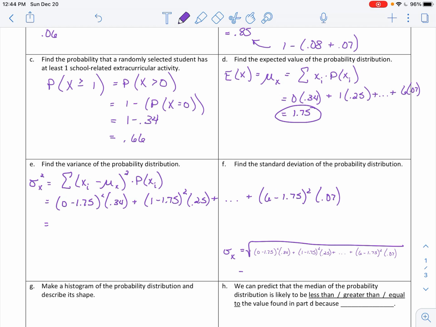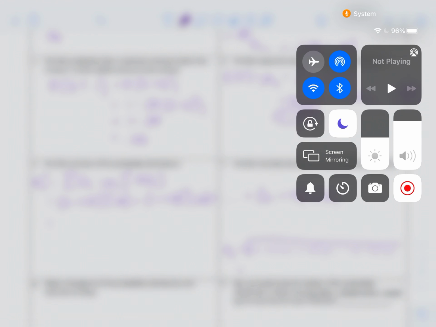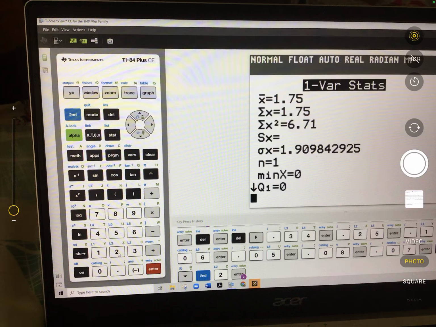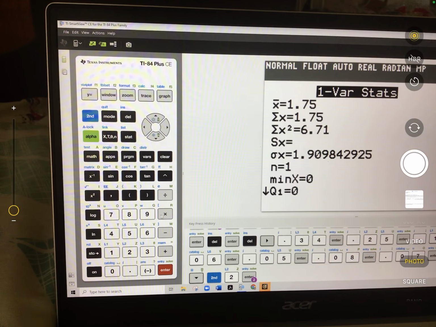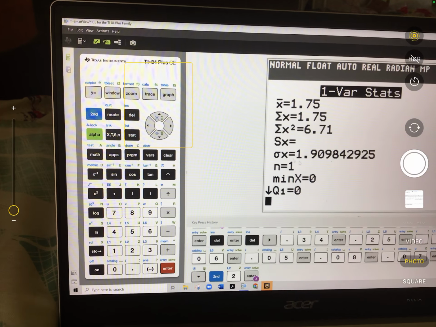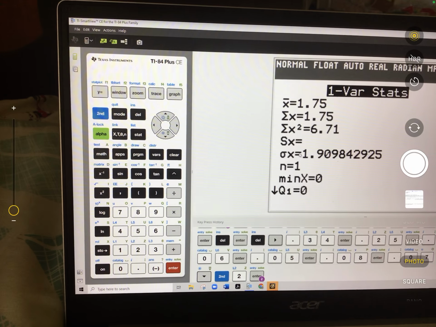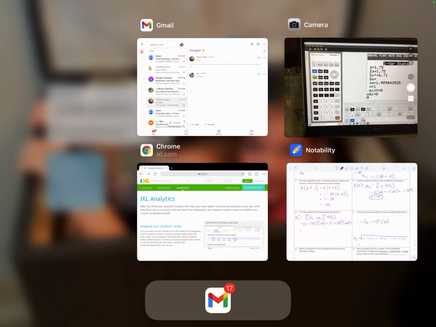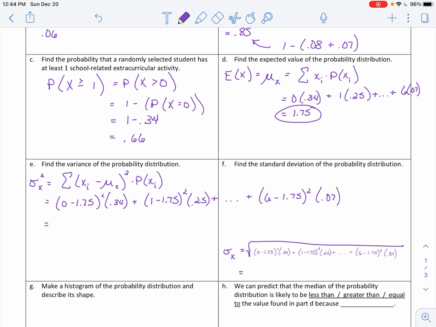Now the nice thing is the standard deviation is calculated for you. So that screen where I ran my one-variable stats with the probabilities as my frequency list, I see 1.909-ish, actually 1.910-ish. That would be my standard deviation of my random variable x. That is the lowercase sigma of x. So I'm going to just have 1.9. I'm going to put in a lot of decimals because I have to round that.